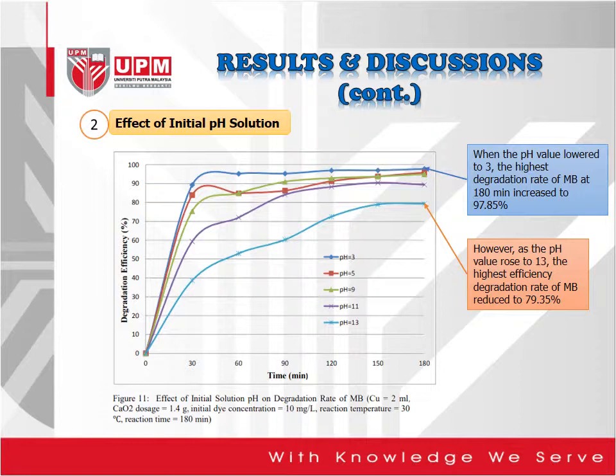As we can see, when the pH value was lowered to 3, the highest degradation rate of MB at 180 minutes increased to 97.85%. However, as the pH value rose to 13, the highest degradation efficiency of MB was reduced to 79.35%. Obviously, we can say that the decolorization efficiencies of MB in acidic solutions were superior to those in alkaline solutions.